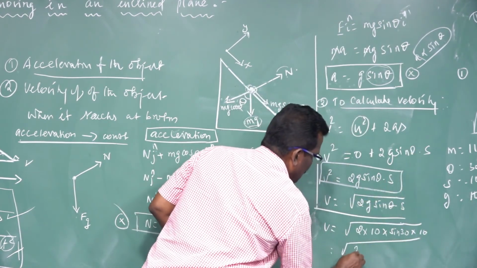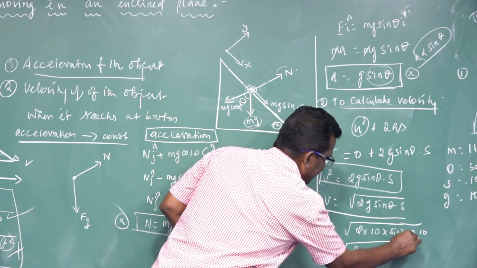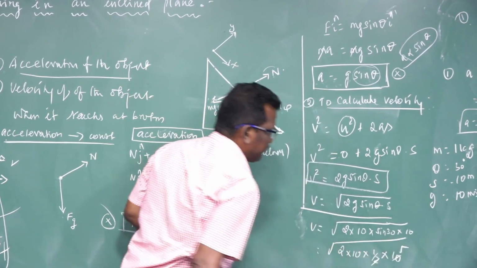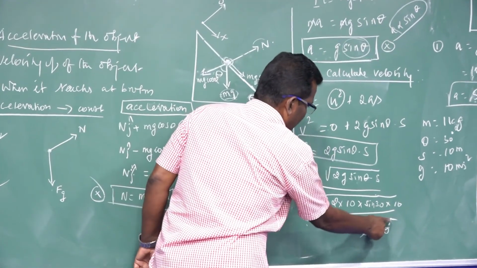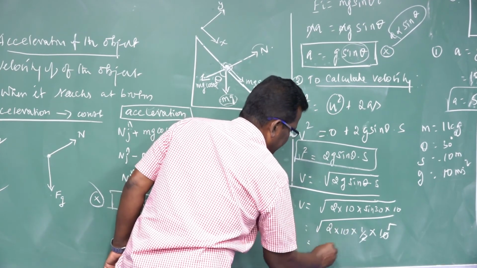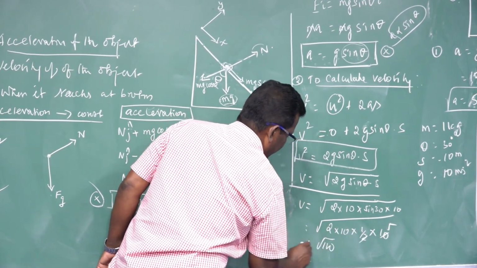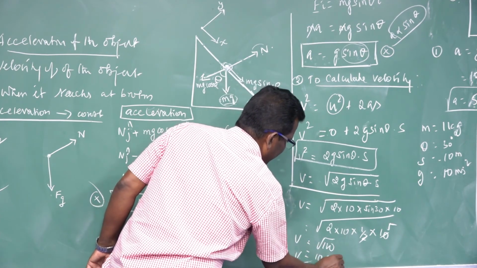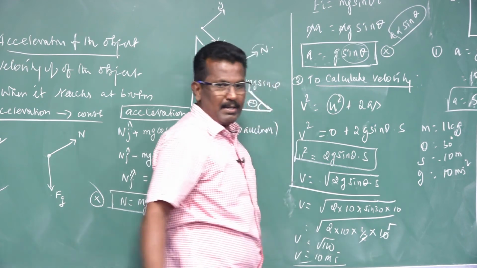Root of 2 into 10 into sin theta, 1 by 2, into 10. 5 tens are 50, 5 twos are 100, or the 2s cancel, giving root of 100. So v is equal to 10 meter per second, the velocity.